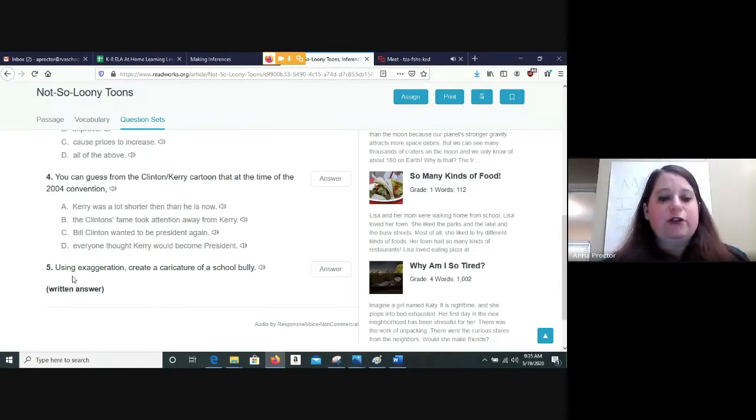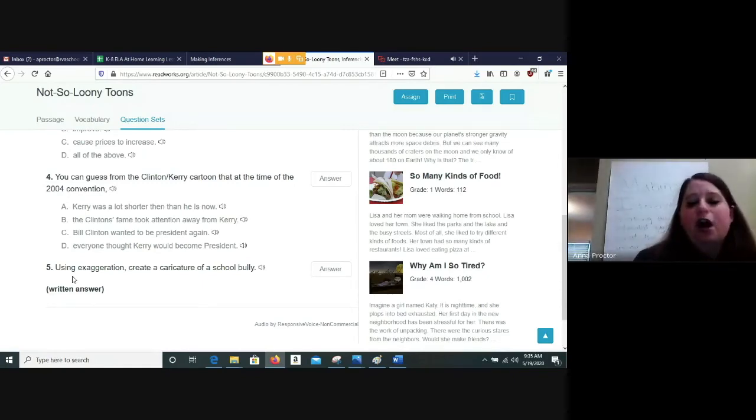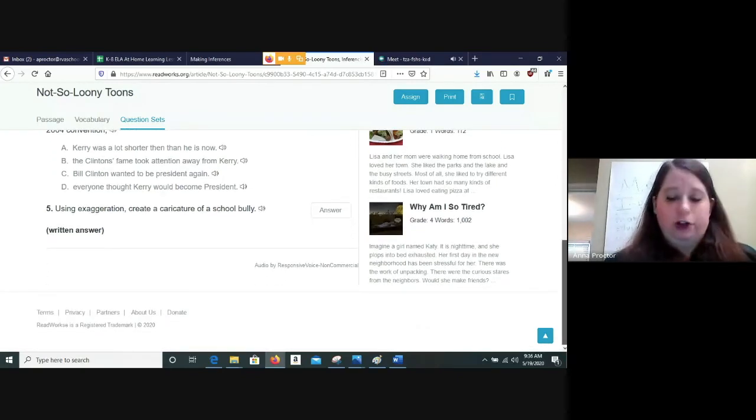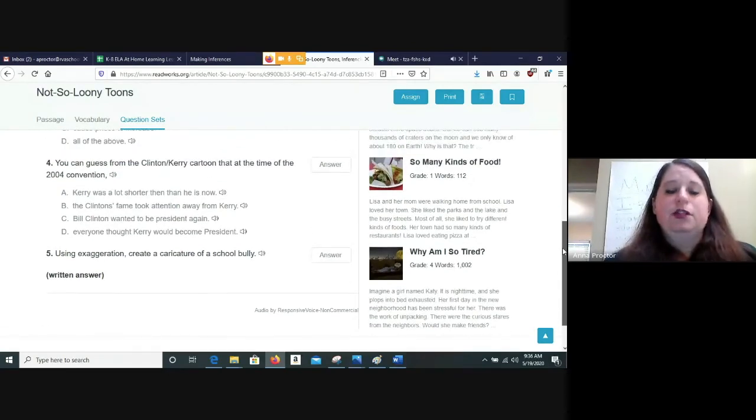5, using exaggeration, create a caricature of a school bully. So hopefully you drew a caricature of a school bully, like how someone would bully someone else. If you did not do that, that is okay. But how you would do that is you would use exaggeration, cartoon distortion, to make the things that make someone a school bully larger in that cartoon. So hopefully you answered questions 1 through 4, and you can work on your caricature cartoon if you did not do number 5, so that you have experience with drawing a caricature.